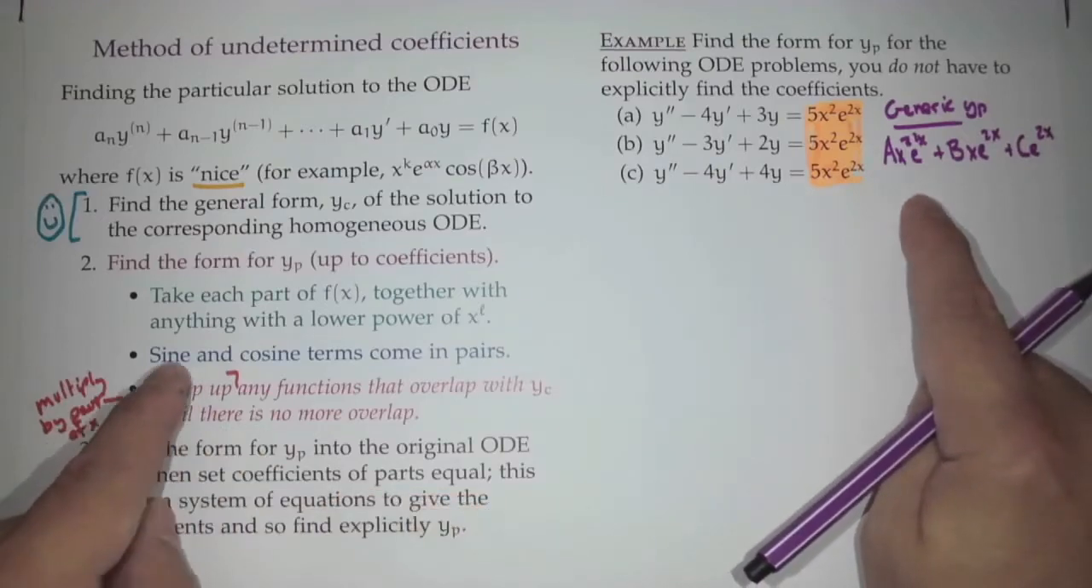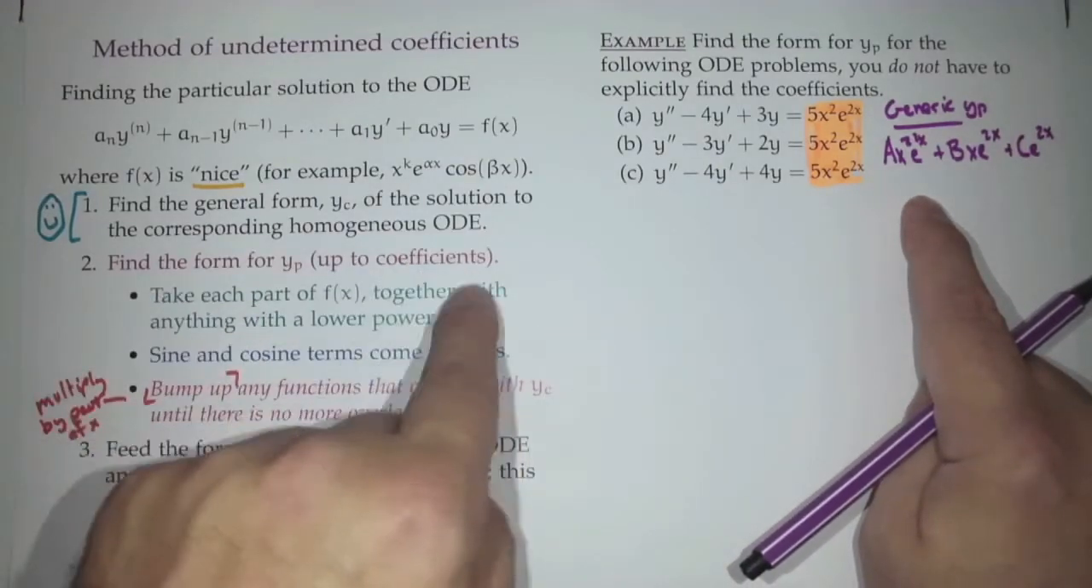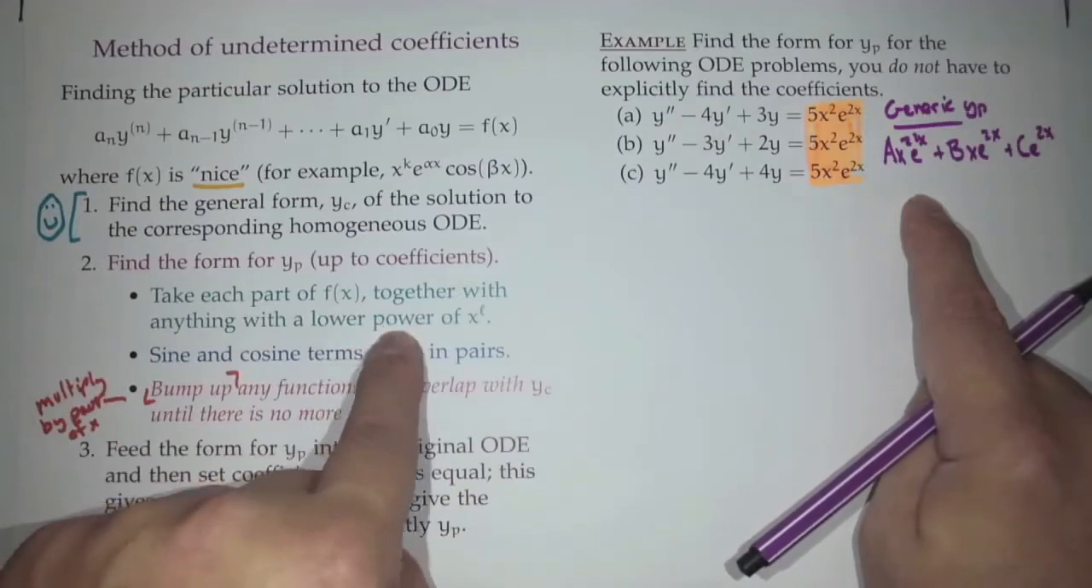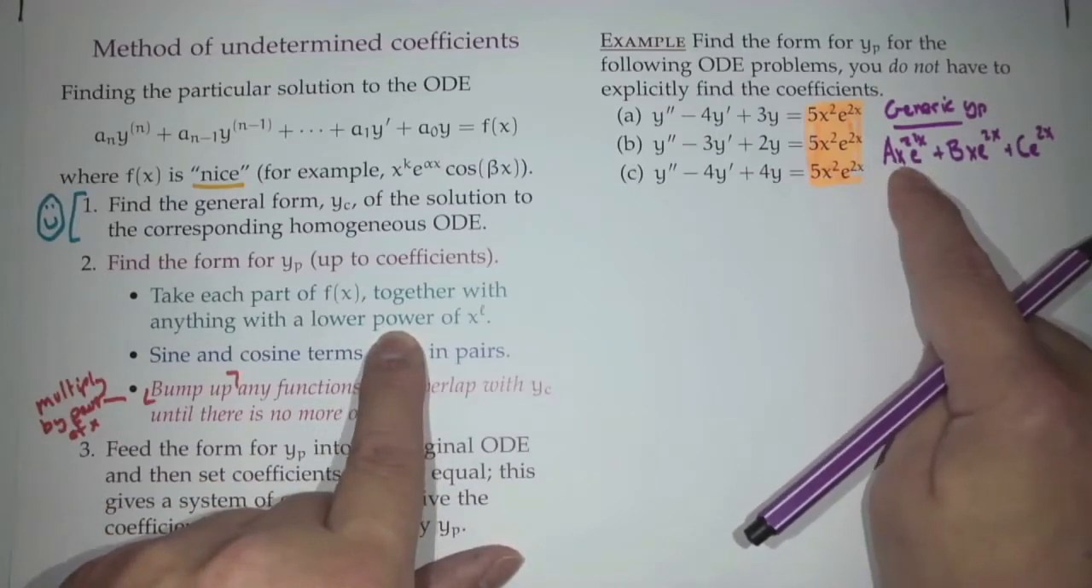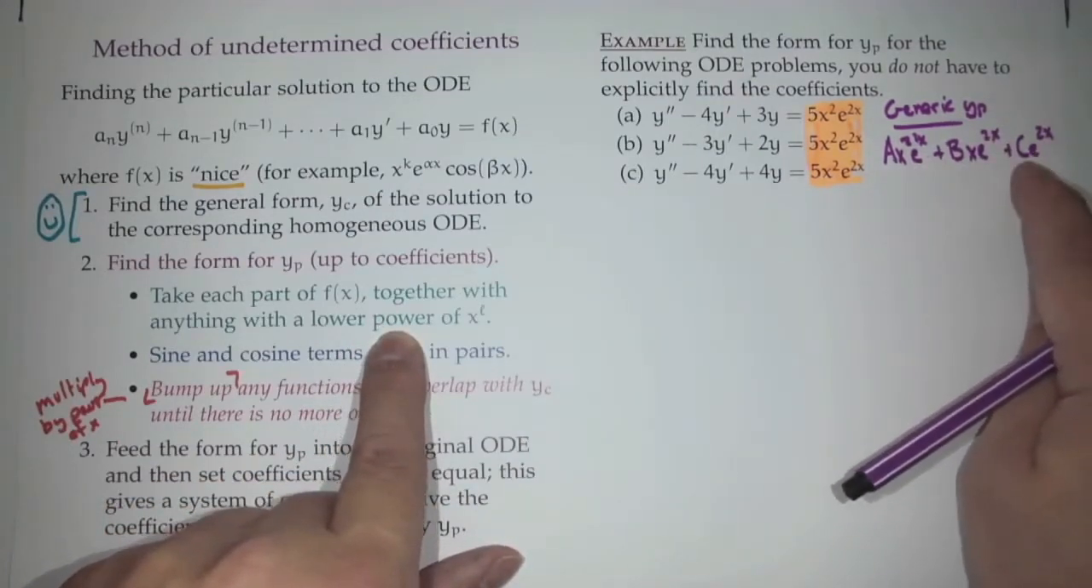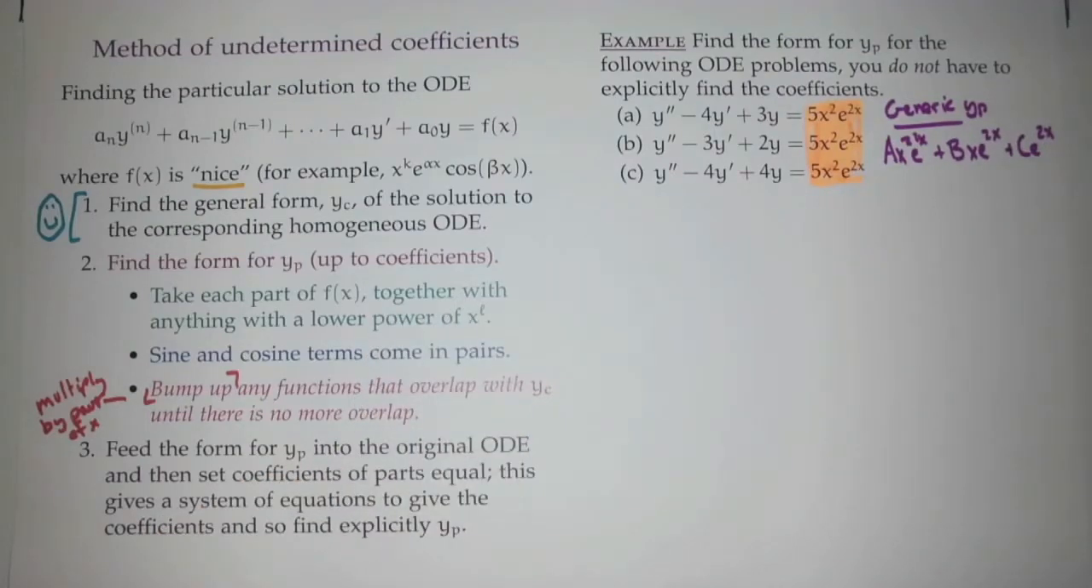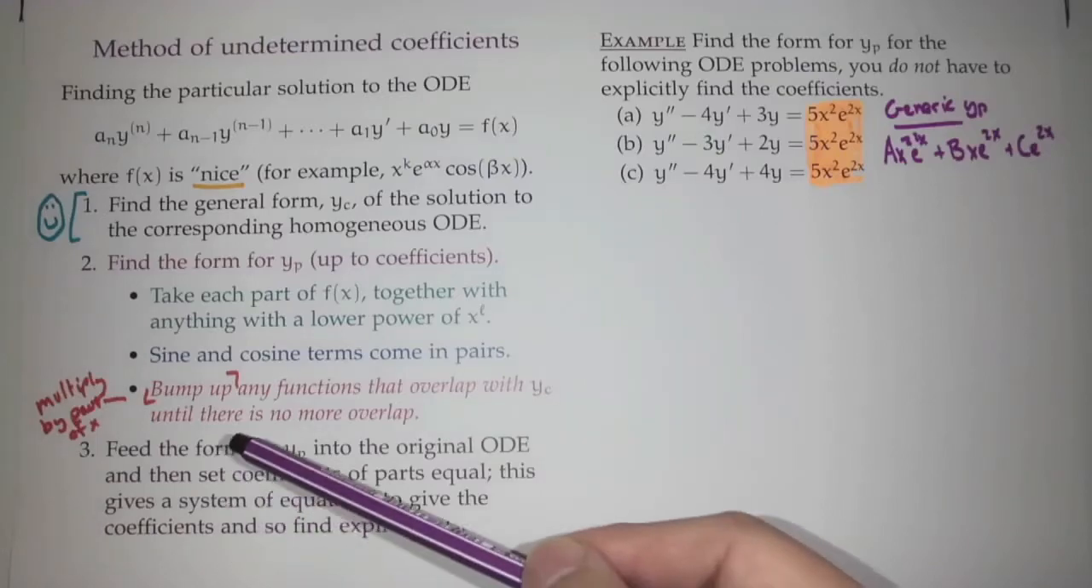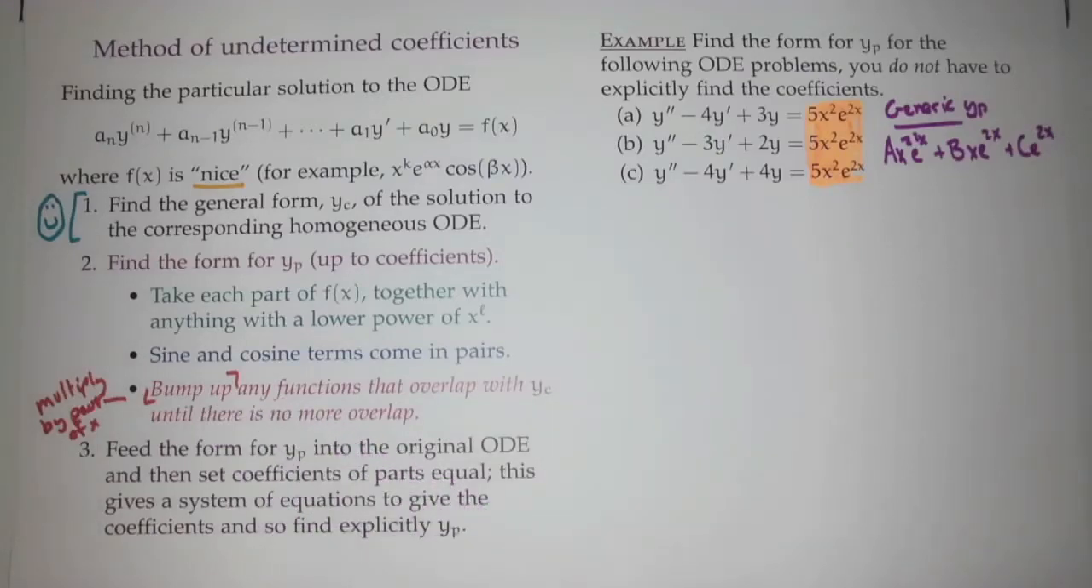Why? Because we're doing our first bullet point here: anything with a lower power of x. If I have x squared, I should have x, I should have 1, so I have to go all the way down. That's what our generic y sub p should look like. There are no sine cosine pairs to worry about here, so the only thing left is bumping. Do we have to bump?